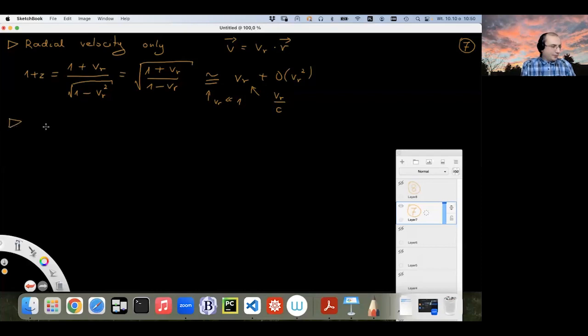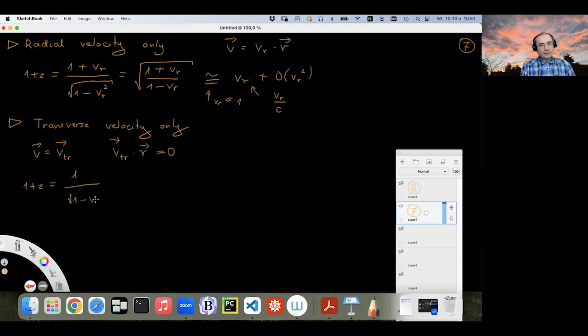Another interesting case is the transverse velocity only. In that case, we assume that V is equal to V transverse, with V transverse times the radial vector being zero. And now 1 plus z is equal to 1 plus 0. There is no radial component. 1 minus V transverse squared. And then the interesting thing is that now the leading order is just 1 plus 1 half of the transverse velocity squared plus a third order term. And this is of the order of V transverse squared over c squared.